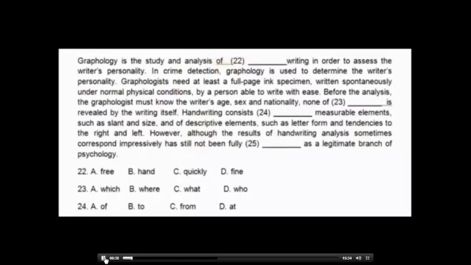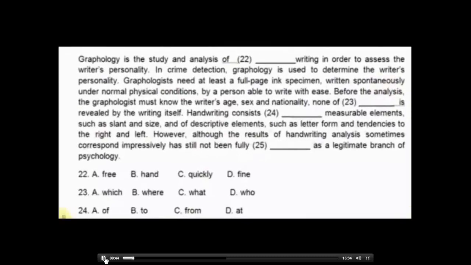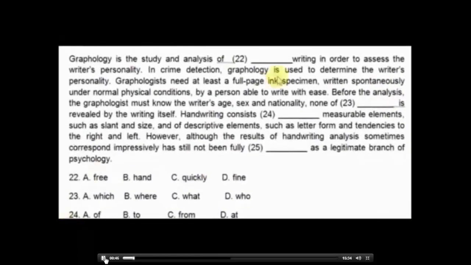Graphology is the study and analysis of blank. Recuerden, blank significa espacio en blanco. Of blank writing in order to assess the writer's personality. In crime detection, graphology is used to determine the writer's personality.